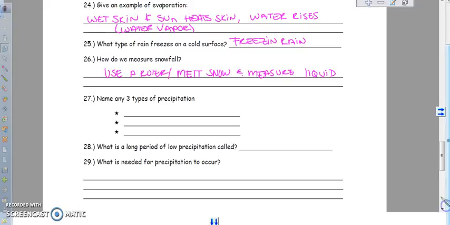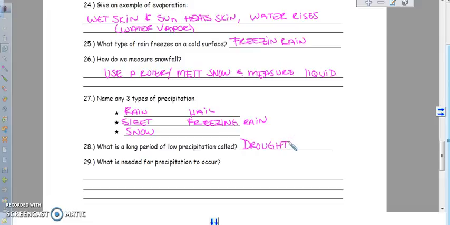Three types of precipitation. There's a whole bunch, but we can say rain, sleet, snow, hail, and if you want to throw in there freezing rain, you can too. What is it called when there's not a lot of precipitation, or it's low? Sometimes in California, or in the desert, there's a drought.